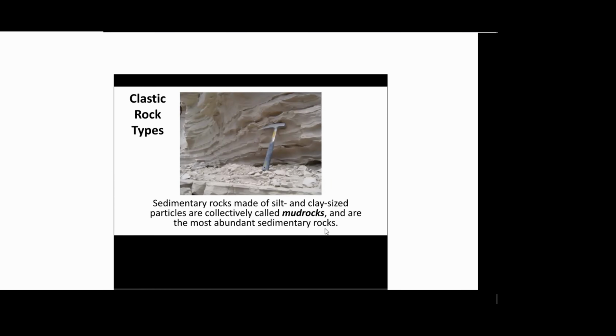So sedimentary rocks that are made of silt and clay-sized particles are called mud rocks. These are the most abundant sedimentary rocks that you'll come across. And if you look at this, it kind of looks like a wall of solidified mud. They are hard formations. You have to chip away at them. And this is a type of clastic sedimentary rock.